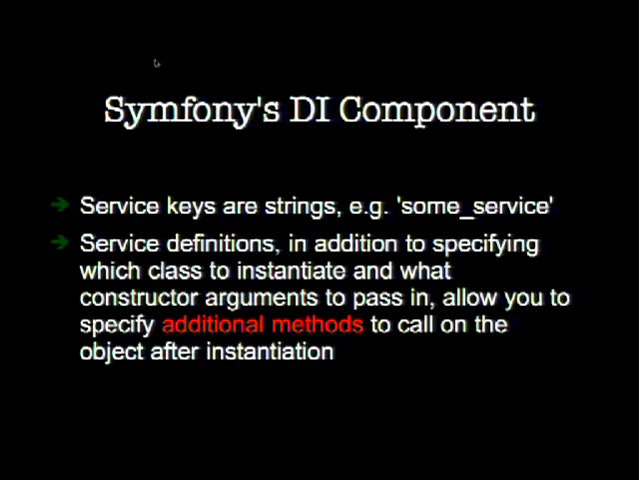A couple of things to note about how Symfony does dependency injection. It uses string keys, which is fairly typical, but there are other ways of identifying services. This is a very simple way: you can just use an arbitrary string. Obviously, most frameworks will have some kind of naming convention for how to name services. And in addition to being able to specify the class for a particular service and what its dependencies are, you can also specify additional methods to be called on the object once it has been instantiated. And that comes in pretty handy, as we'll see shortly.